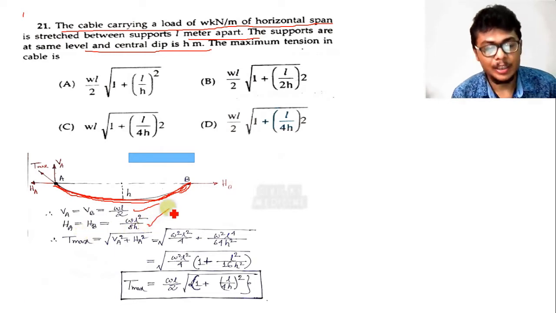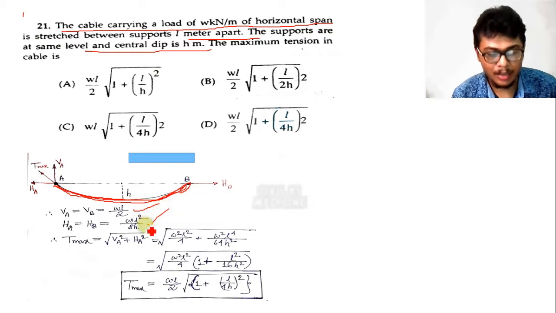square by 8H. You should remember the value of the horizontal reaction in case of three-hinged arches or two-hinged arches or any cable subjected to UDL. The value is WL square by 8H. This question is from structural analysis and the chapter is arches. At this point I consider the support A. Support A equal to support B, so the reactions as well as tension will be the same.